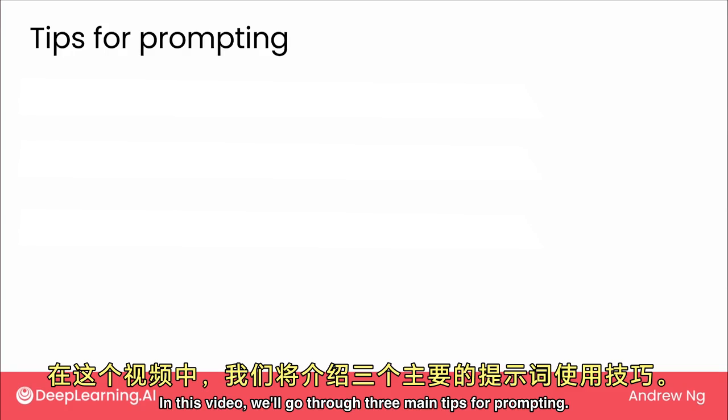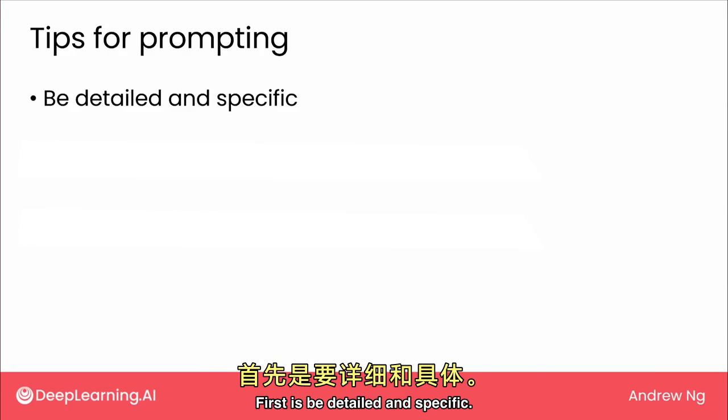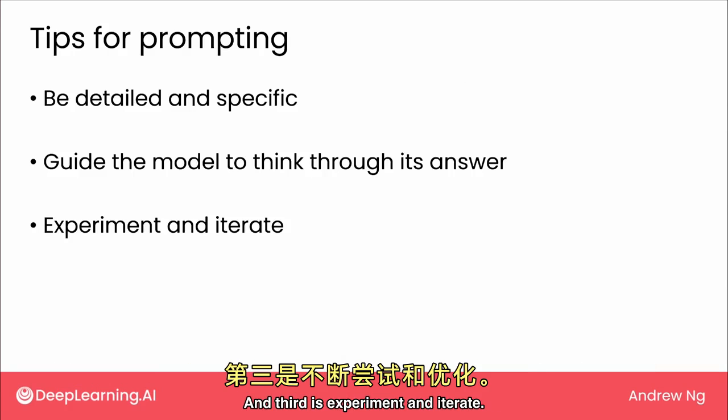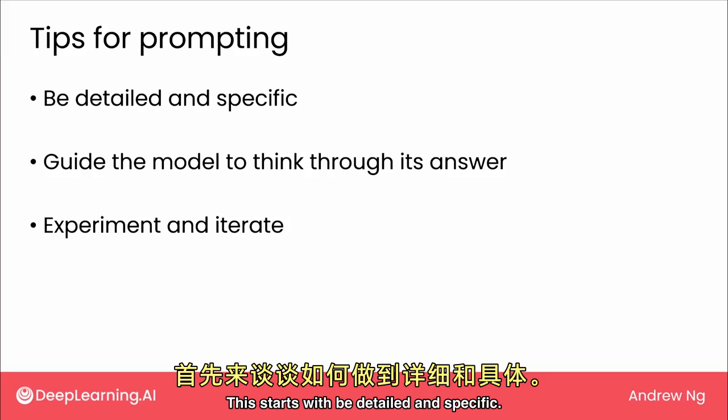In this video, we'll go through three main tips for prompting. First is be detailed and specific. Second is guide the model to think through its answer. And third is experiment and iterate. Let's start with be detailed and specific.